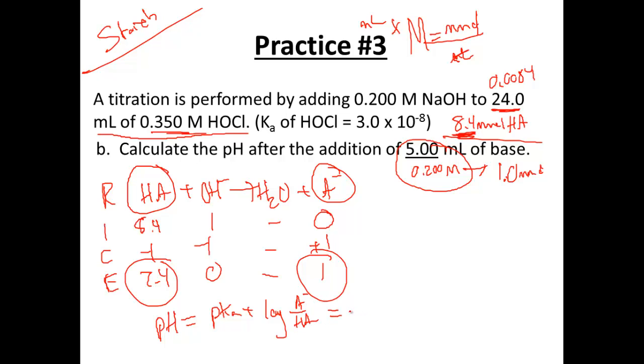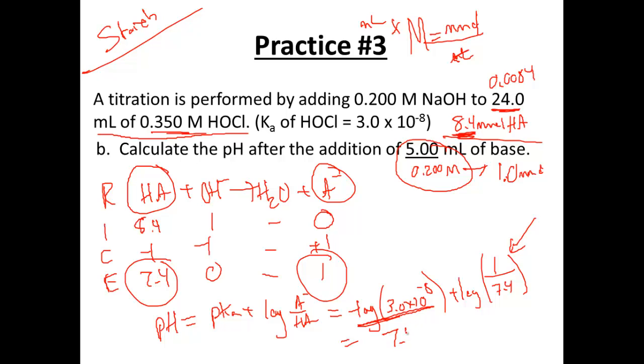So pKa here is going to be the negative log of the Ka value, which was 3.0 times 10 to the negative 8th, plus the log of the base, which is 1, over the acid, which is 7.4. And remember, we don't need to convert back to concentration here, because we divide both of them. It's the ratio we care about overall. So it's going to probably be important to know, because we're going to do this a lot, as you'll see in a little bit here.